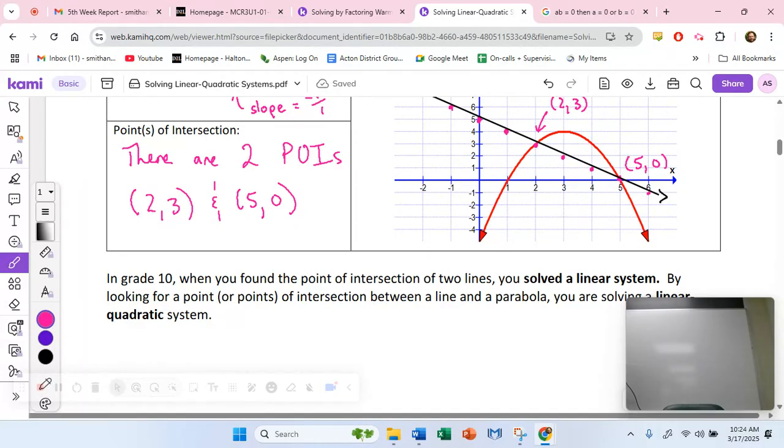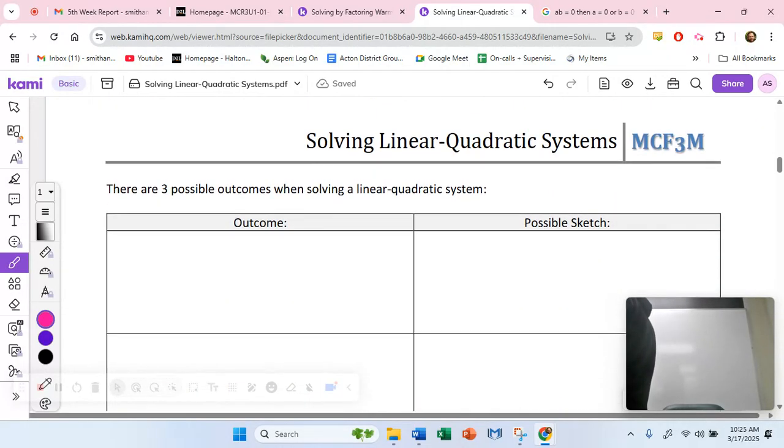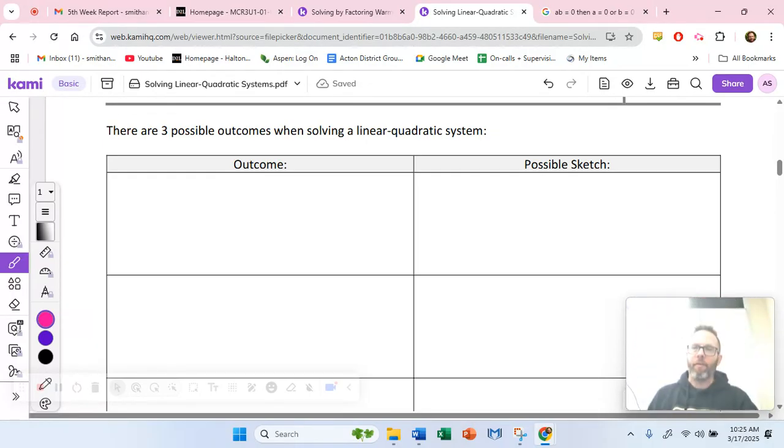Now we've got one method here. We've done this by graphing. It's not always practical or possible to sketch our parabolas or lines, so we need an algebraic way to do this. So that's what I'm showing you guys today. All right, so just to summarize, there are 3 possible outcomes when solving a linear quadratic system.